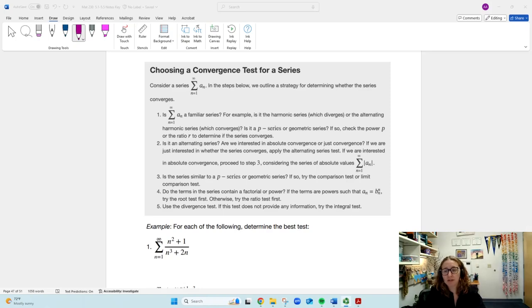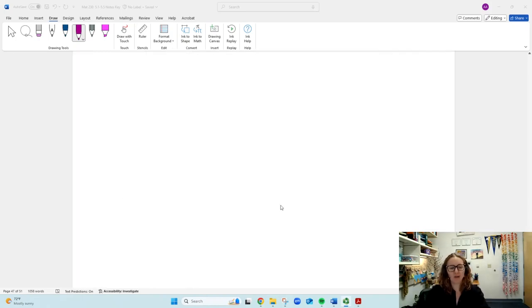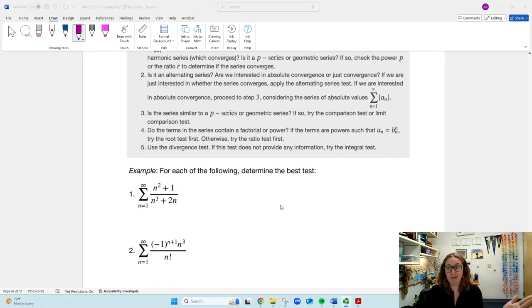Choosing a convergence test for a series is really, really helpful. That flowchart at the end is helpful. But I also want to just demonstrate what might be the best test, and then I'm going to make some mistakes on purpose, because what might be the best test maybe won't always work.